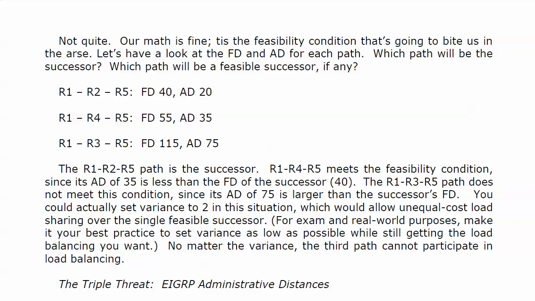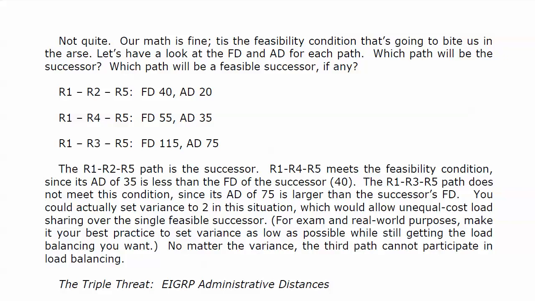And I've seen people, or heard people, they'll be in a lab or something and working on this. It's like, well, I set the variance up to the maximum. I'm still not getting this one EIGRP path. Can't figure out why. Well, it's because it failed the feasibility condition. I guarantee you that's the situation.